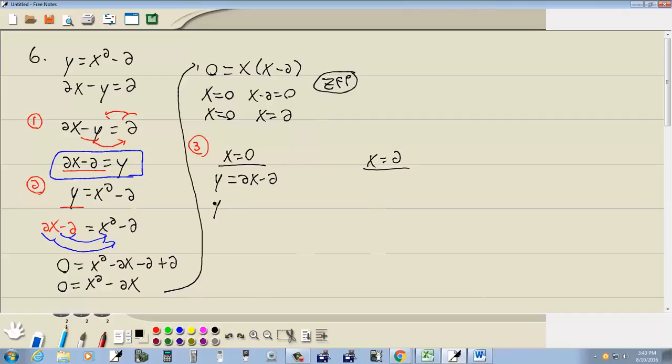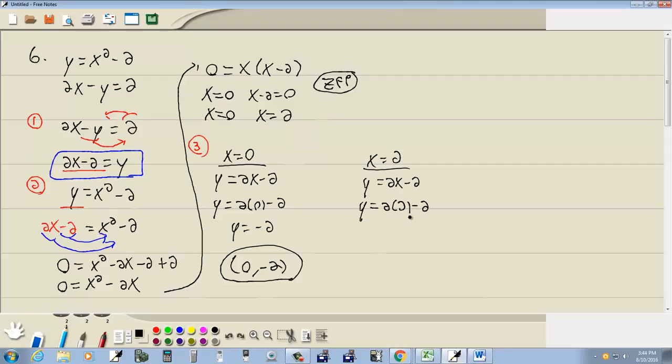So we said x is 0, so we got y is equal to 2 times 0 minus 2, and we get y is equal to negative 2. So this answer would be 0, negative 2. Now here I'll plug the 2 in. So I go y is equal to 2x minus 2. So y is equal to 2 times 2 minus 2. 2 times 2 is 4. 4 minus 2 is 2. So this is going to give us 2, 2. And that'd be our second answer.